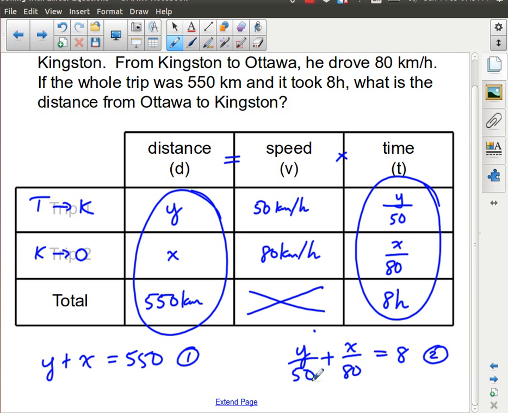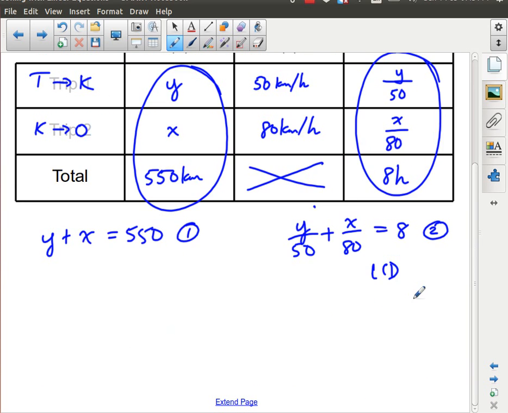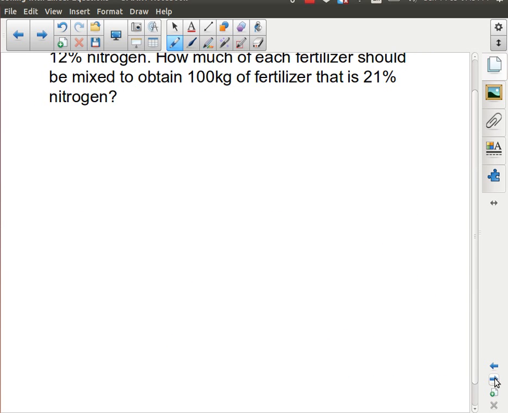To solve this one, you don't want to be dealing with these fractions, so we're going to have to multiply everything by a common denominator for 50 and for 80. I'll tell you right now that common denominator, in case you decide you do want to try this yourself, the lowest common denominator here is equal to 400. So we're going to multiply both of these by 400, and then that will get rid of our fractions and give us our second equation in a much nicer form.